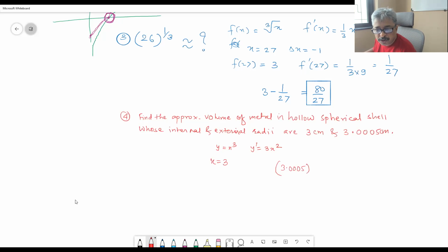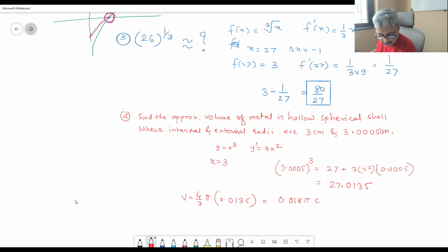So then 27. So 3.0005 cube is approximately equal to 27 plus 3 into 3 square times 0.0005, which is equal to 27.0135, and therefore the difference in volume is equal to 4 by 3 pi into 0.0135, which is equal to 0.018 pi centimeter cube. You can say delta V. Okay.